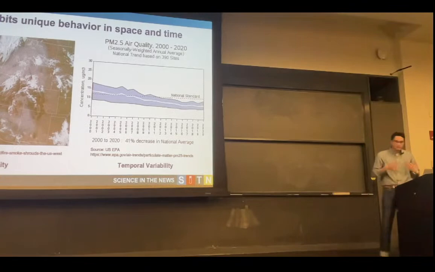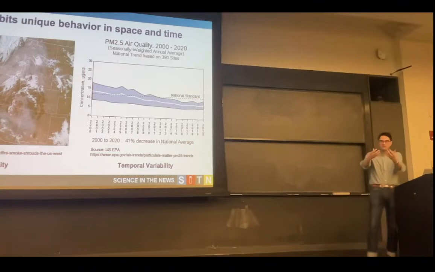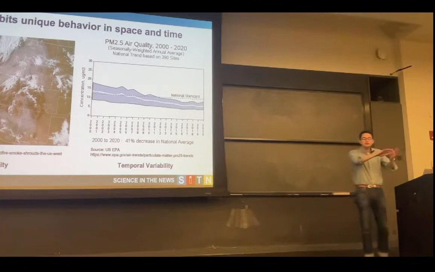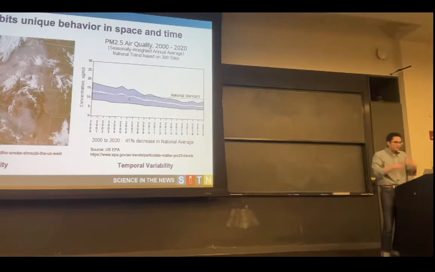Also, here's an image of wildfires. PM2.5 smoke from wildfires can emanate from, you know, here on the West Coast and is very sensitive to the weather. It can be immediately rained out if there's a thunderstorm, or it can slowly travel across the country if there's a nice convective breeze. And its behavior in time is also interesting.